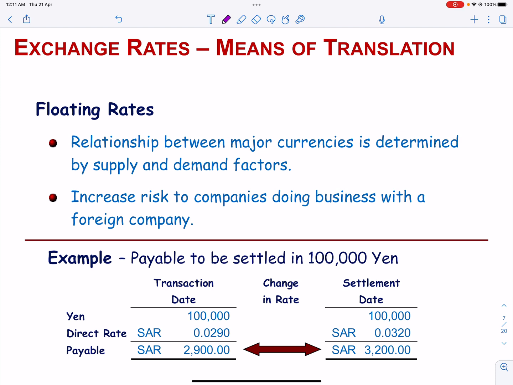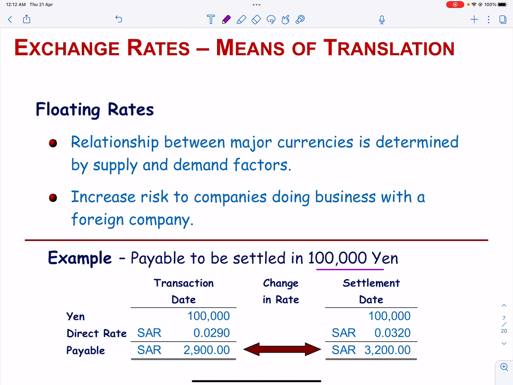The currency exchange rate always fluctuates. These fluctuations depend upon the supply of the currency, political risk or economic risk, etc. So there is always a risk to do business with a foreign company, as the domestic company may have to pay or receive the foreign currency. Let us take an example over here. The Saudi firm has a payable of 100,000 Japanese yen. Let us see what are the options.